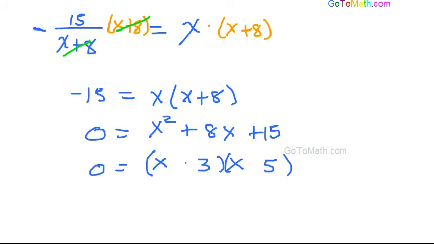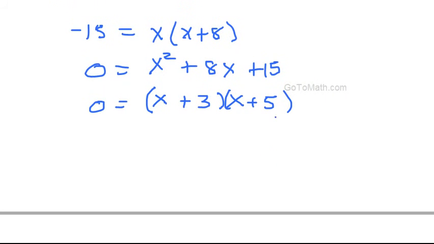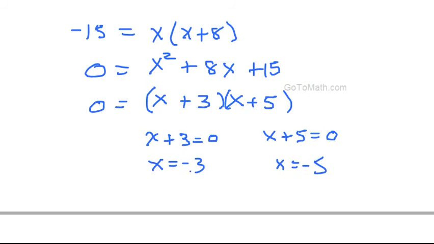3 and 5, and where that's going to be a plus and a plus, right? 3 times 5 is 15, and when we add them we get 8. Alright, so now what we'll do is set both these factors equal to 0. X is negative 3. Work on the other one here. X is negative 5. So one of these two solutions we're not going to be able to use probably.